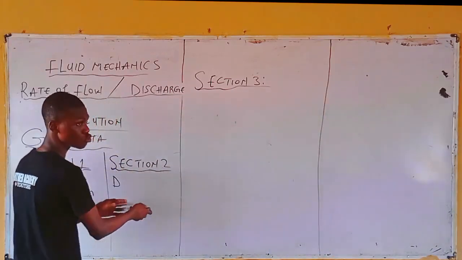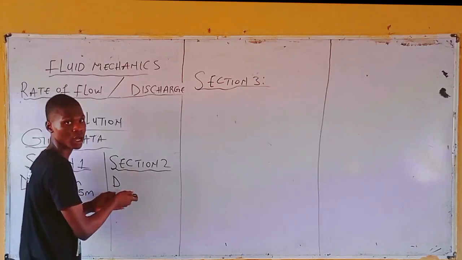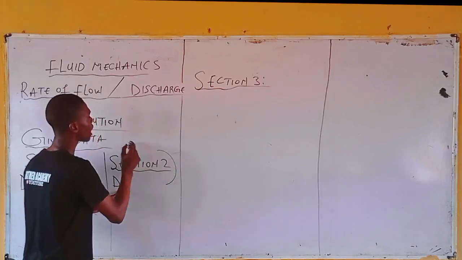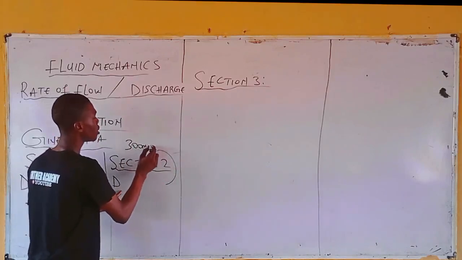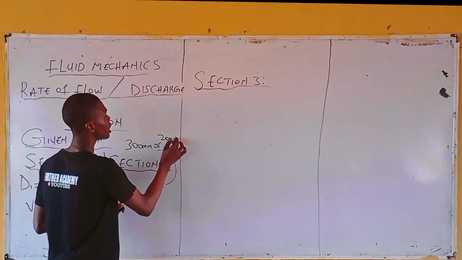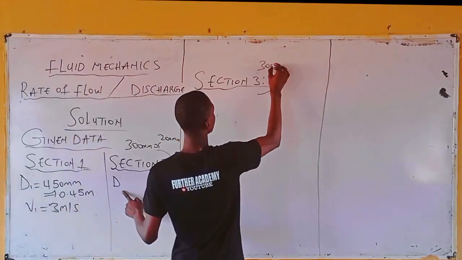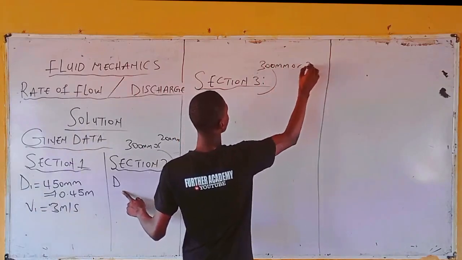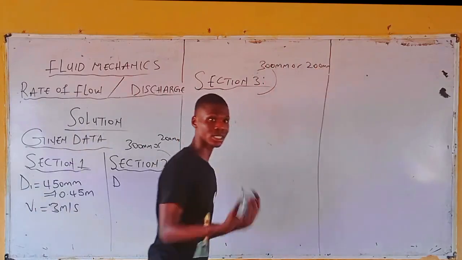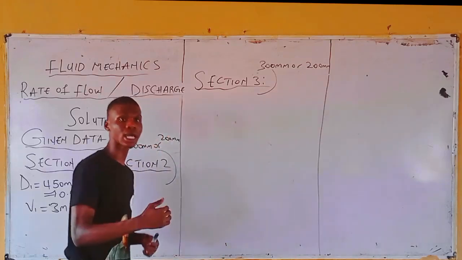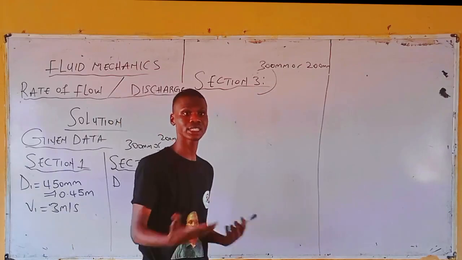So this is how it works. Your section 2 might be diameter 300 or 200. This is what I'm saying. For your section 2, you might have it being 300 mm or 200 mm. Similarly, these two might be your 300 mm or 200 mm. Irrespective of the diameter, your section 2 and 3, you still get the same thing.